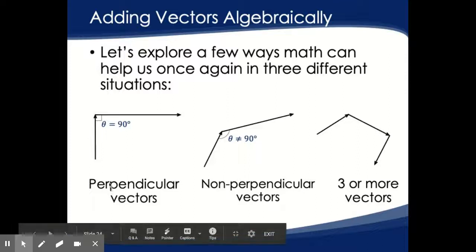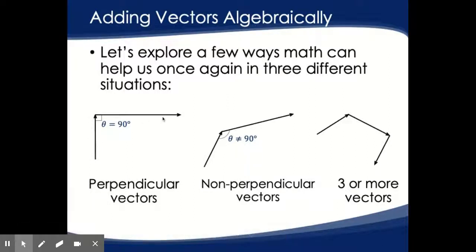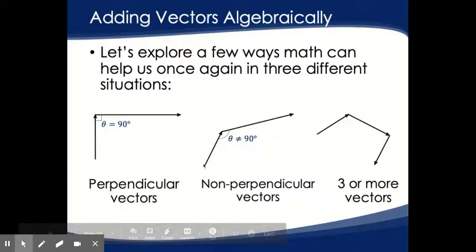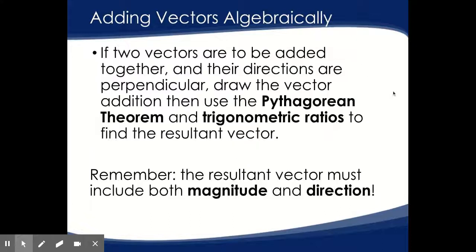So if you have perpendicular vectors, so 90 degrees, we know we could use the Pythagorean theorem and our trigonometric functions to solve for the sides and angles. But they're not always going to be a perfect 90 degrees, right? So we're also going to have non-perpendicular vectors, like an obtuse or an acute triangle. And then we're also going to have vectors where it's not even a triangle at all. You're just going to have multiple angles that you're looking at. So there are multiple ways to approach that.